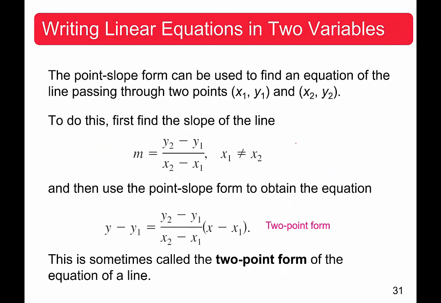So the point-slope form can be used to find the equation of a line passing through these 2 points. We're using the slope formula to find the slope, then the point-slope formula to get this form. And this is what they call the two-point form: y minus y1 equals (y2 minus y1), and I'll put in parentheses that you could do that, over (x2 minus x1) times (x minus x1). This is the two-point form.